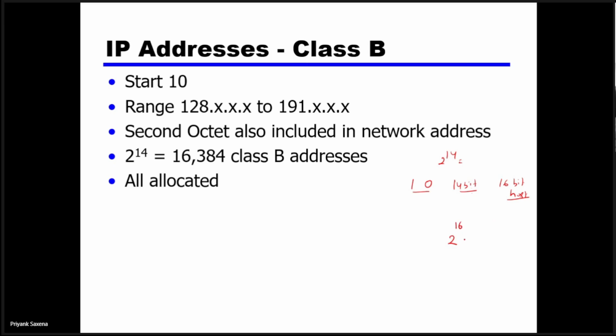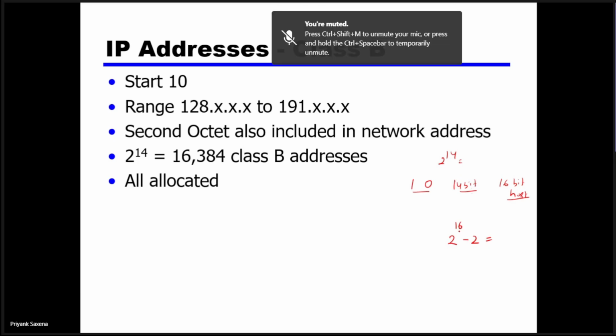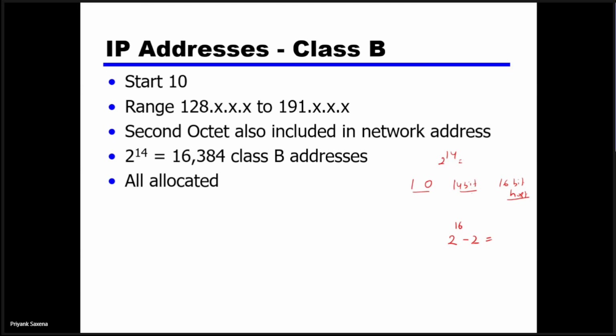16 minus 2. Why did I say minus 2 for class B? Can you answer? Each network will have 2 to the power 16 hosts. Minus 2 is how much? Why did I subtract 2? One for broadcast, and one lower address is reserved, right? All zeros is reserved, right? One lower address is reserved.